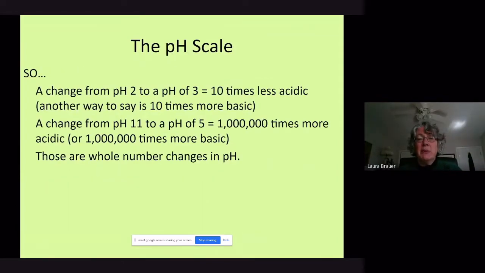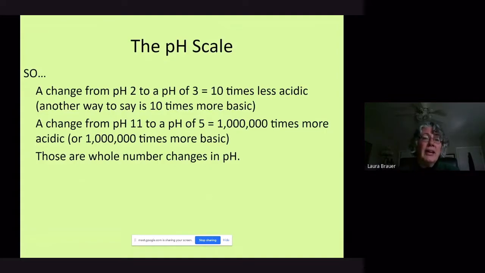So, something that we want you to know. If we change from a pH of 2 to a pH of 3, that's a 10 times difference. And going from 2 to 3, we're getting closer to 7, so that makes it 10 times less acidic. So a pH of 3 is 10 times less acidic than a pH of 2.